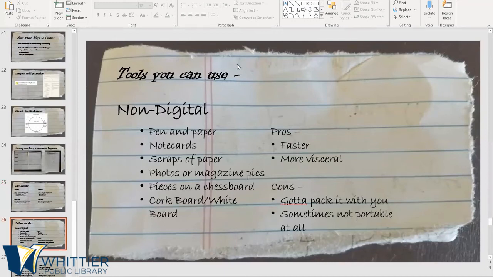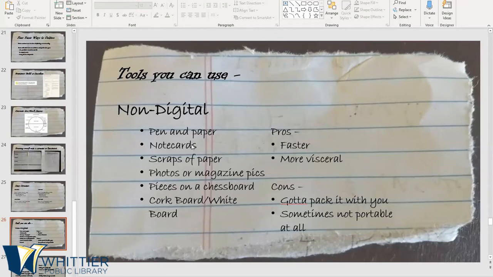All right, tools you can use. Now, tools are important. These are just things that can be used. I have non-digital tools. There are times when I scribble things out on paper. In fact, if I stop sharing, I can show you another calendar that I've been scribbling around. Notes on little bits of paper, okay? This is what I use, and it depends on what the story is doing. I use pen and paper all the time. Note cards, people love note cards. I use scraps of paper. That's why I have this as my background. I love little scraps of paper. Some people use photos or magazine pictures. You could probably even put pieces on a chessboard. A lot of people like cork boards or whiteboards to lay things out.